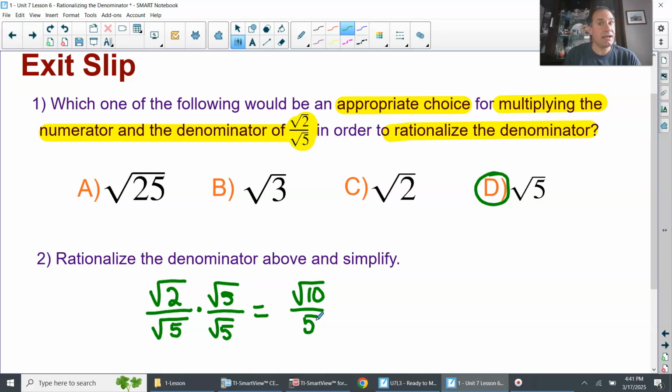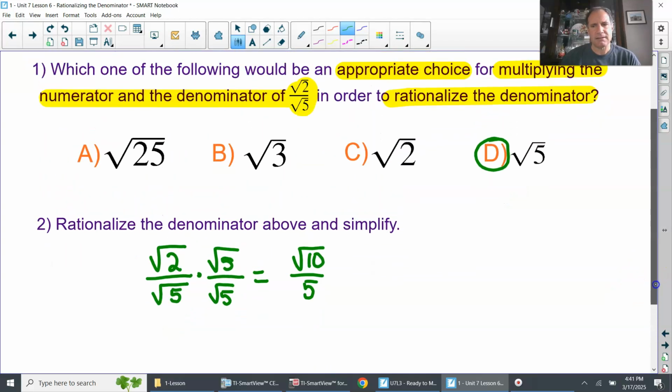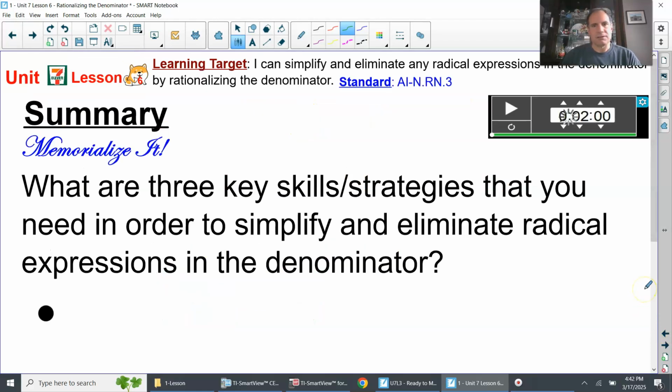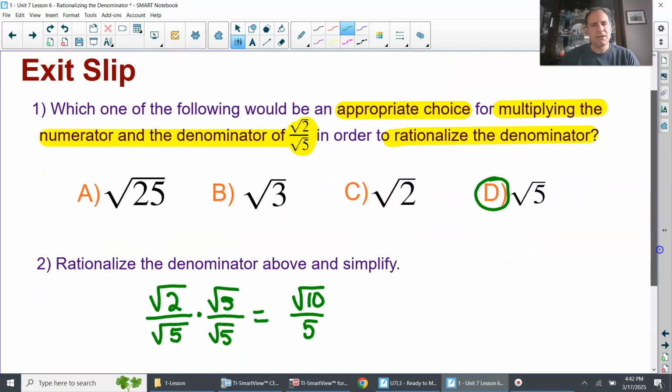Square root of 10 does not have a perfect square that goes directly into it. And you can't divide these two because they're not both in the radical underneath the square root. And that is it for that. All right, so the summary is next, which means that we are finished with the lesson.